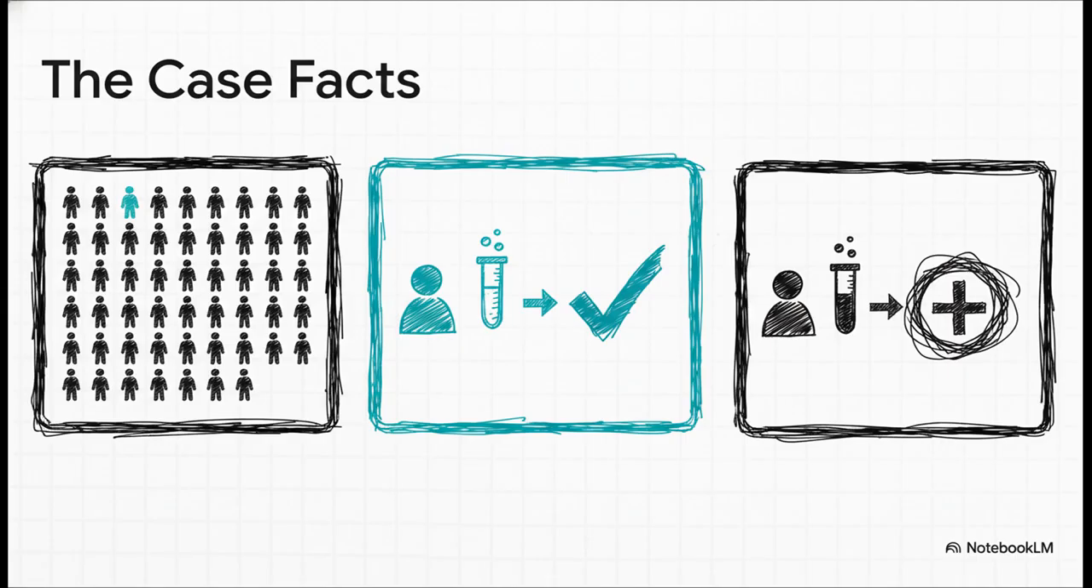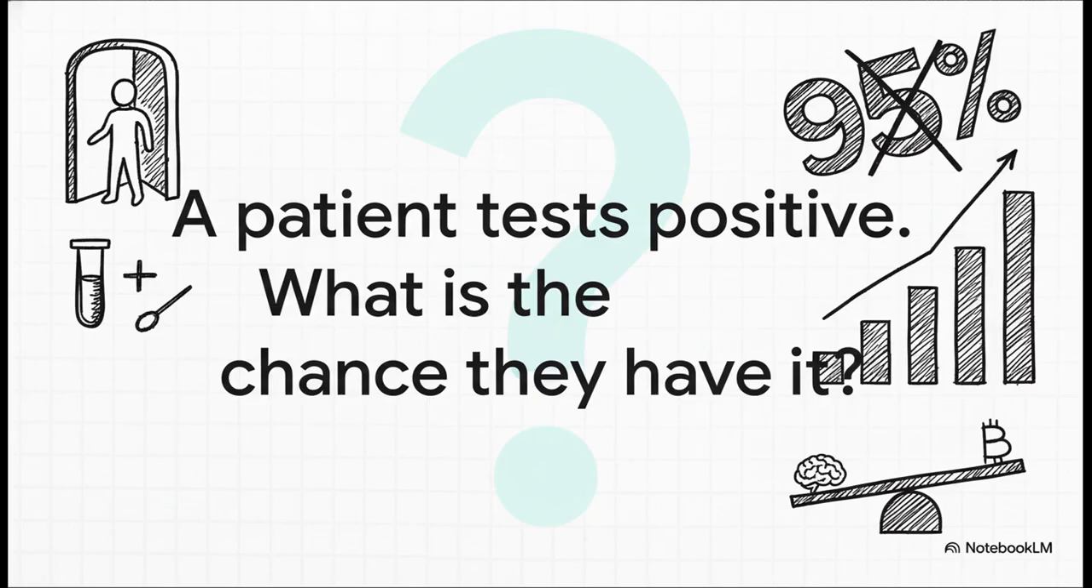Now, there's a test for it, and it's pretty good. It's 95% accurate at detecting the disease if you actually have it. But, and this is a big but, it also has a 10% false positive rate. That means 10% of totally healthy people will test positive by mistake. Okay, so with all that in mind, a patient comes in and they test positive. Now, what's your gut tell you? What is the actual chance they have the disease?